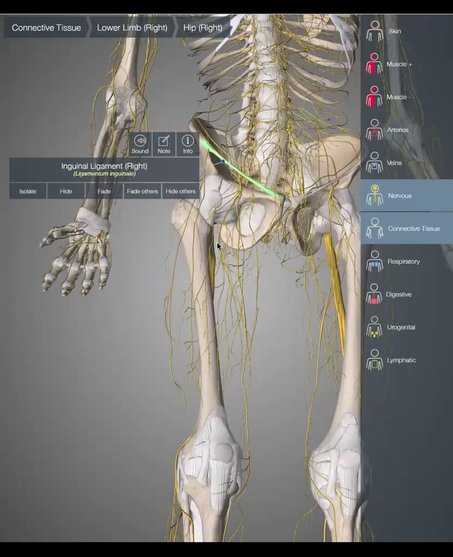The anterior division has branches such as the anterior cutaneous branch, branch to the sartorius muscle, and branch to the pectineus muscle. These are the three branches from the anterior division. The posterior division of the femoral nerve has the saphenous nerve and branch to quadriceps femoris. That's the posterior division of the femoral nerve.